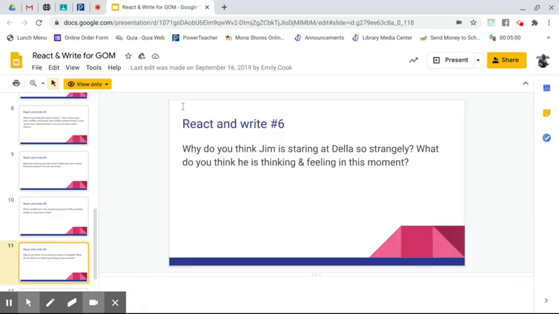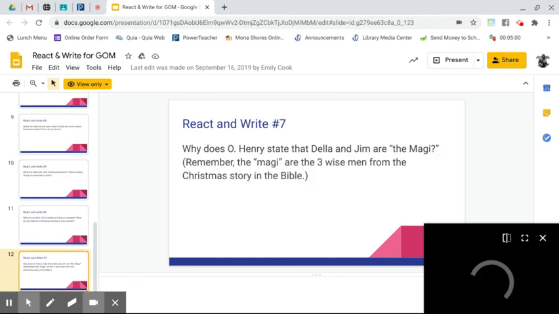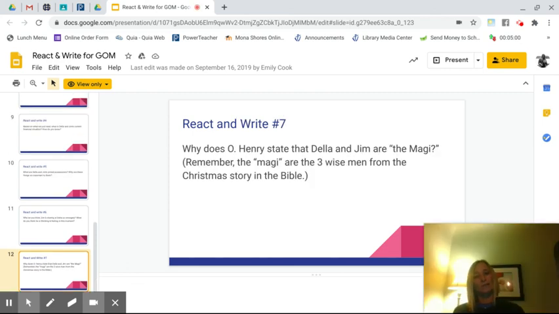All right, so the last question. Why does O. Henry state that Della and Jim are the Magi? Remember, I told you a while ago, the Magi are three wise men from the Christmas story in the Bible. So why would he consider Della and Jim to be Magi? That's your last question. Think about it. Talk about it to yourself, I guess, unless you're with a friend. And then finish that up.